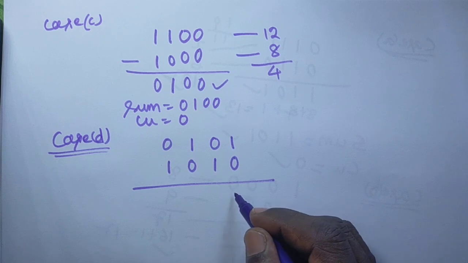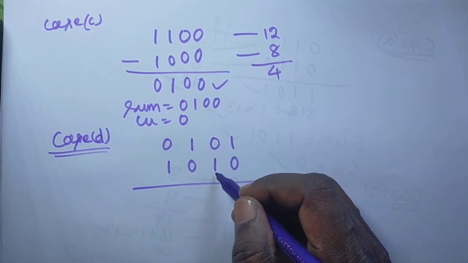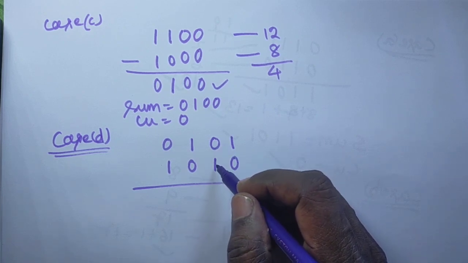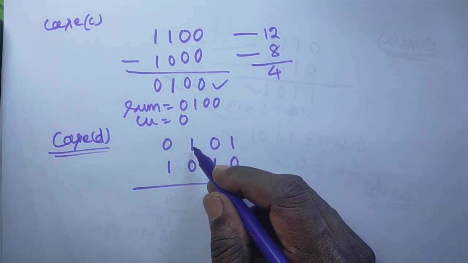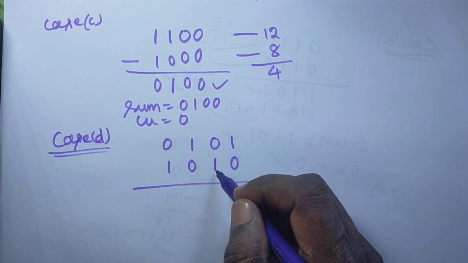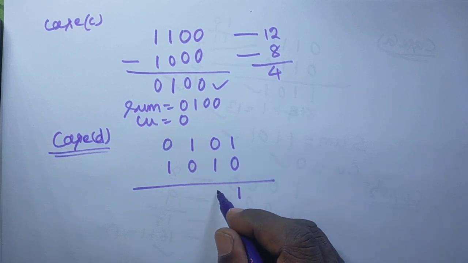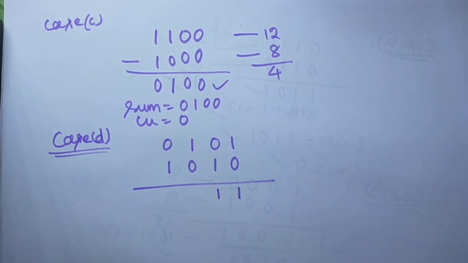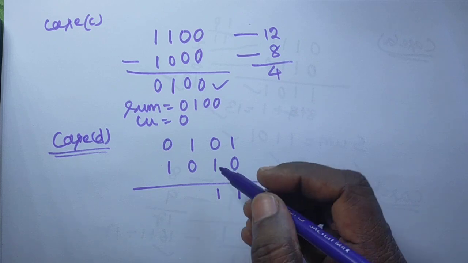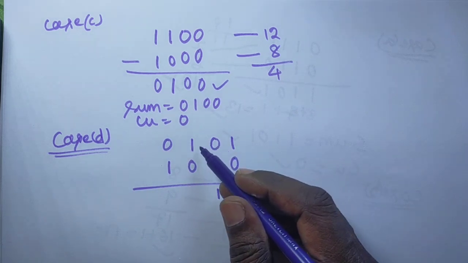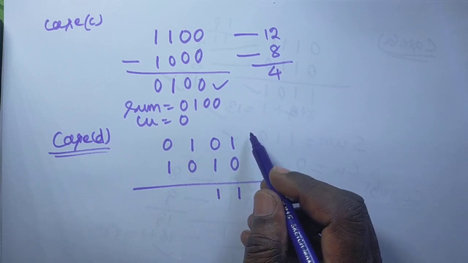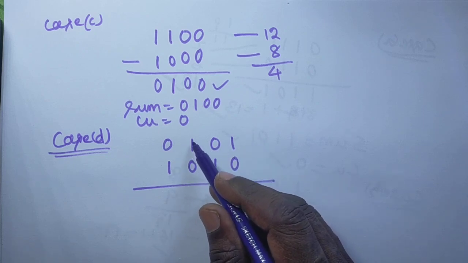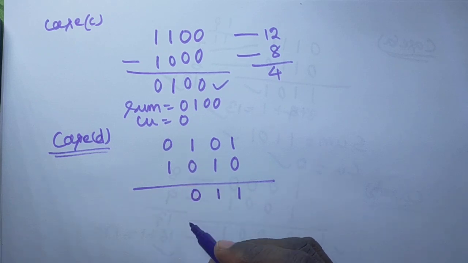10, no problem, that is 1. Here 01, 01 cannot be subtracted from 0, so it will borrow from the left hand side. 10 minus 1 will be 1. From a verification point of view, how it is 1, I will tell you later. If 1 is borrowed to this number, then 1 will already be gone, and the value here is 0, 0 minus 0 is 0.